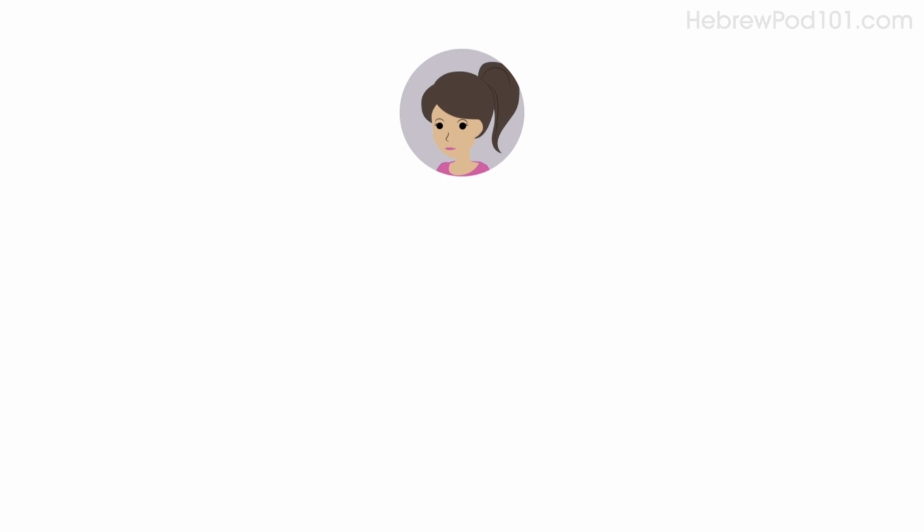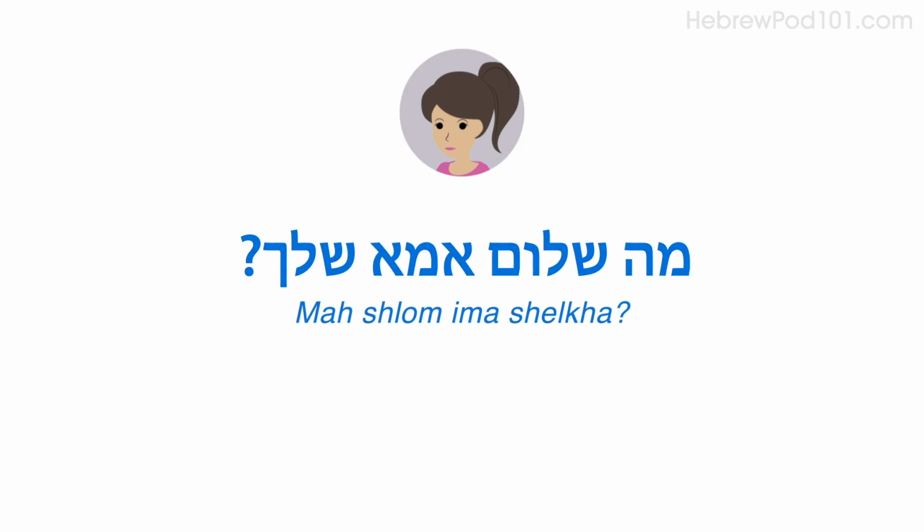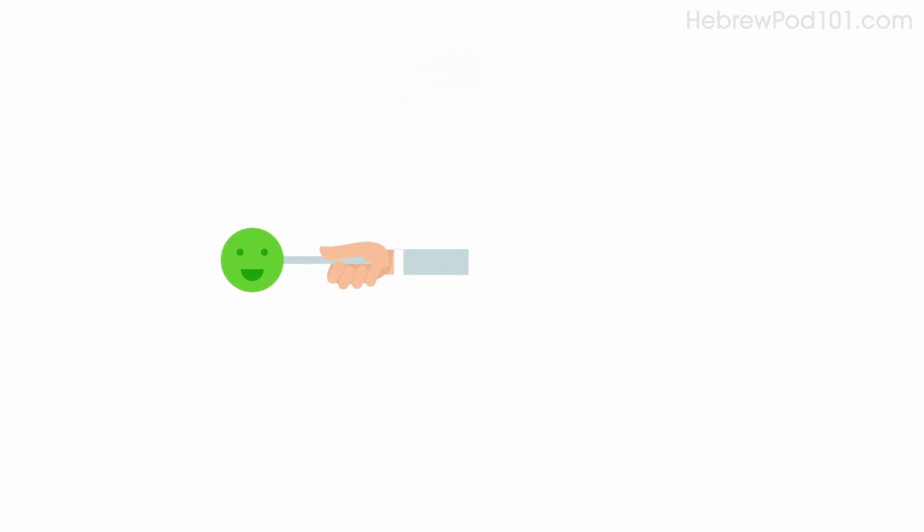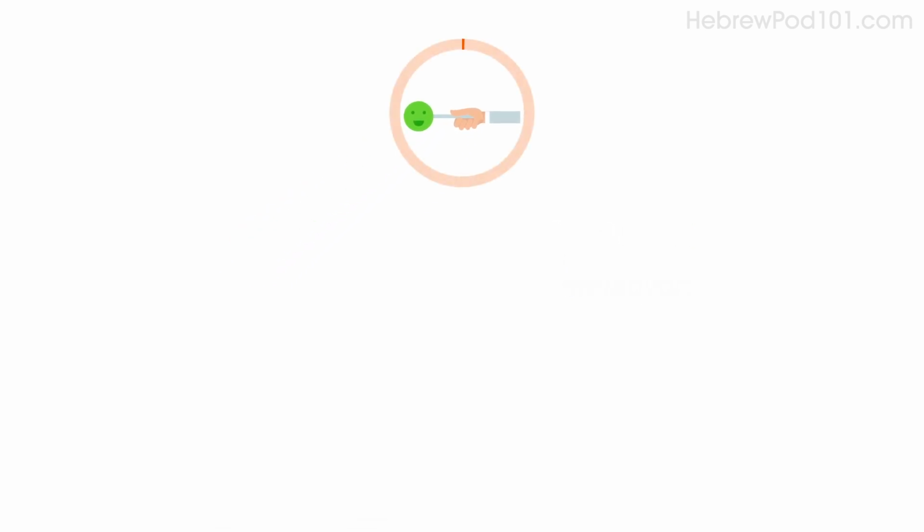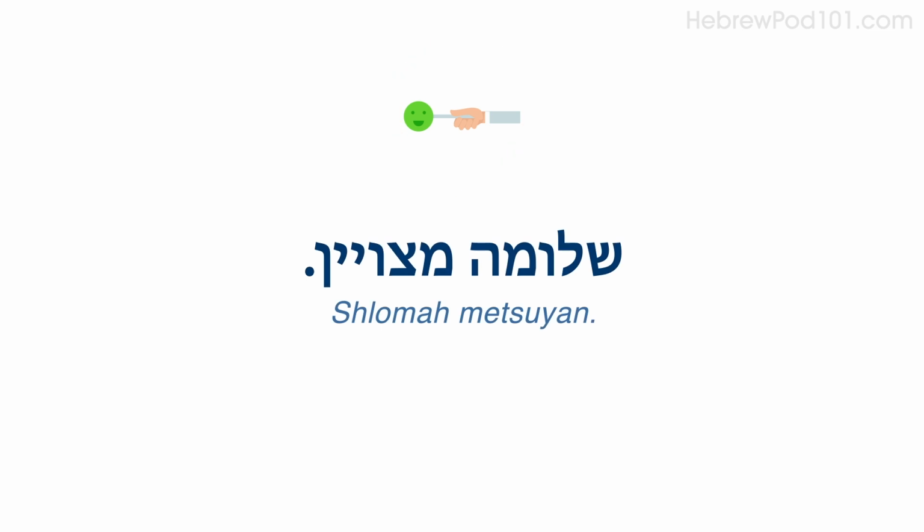Okay, now it's your turn. Do you remember how to say, "How's your mother?" מה שלום אמא שלך? Imagine she's great. Do you remember how to say, "Great"? מצוין. Say, "She's great." שלומה מצוין. Now, answer the question saying she's great. מה שלום אמא שלך? שלומה מצוין.